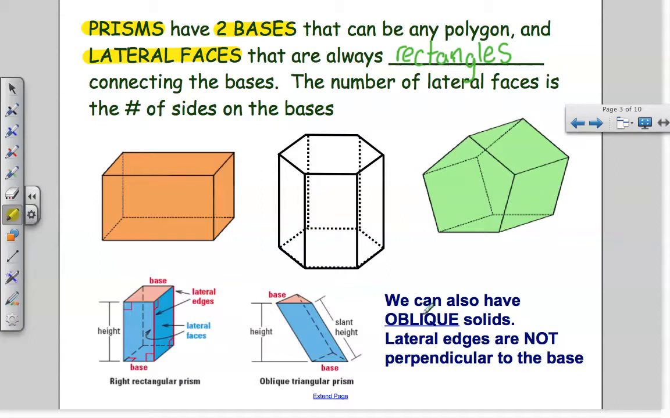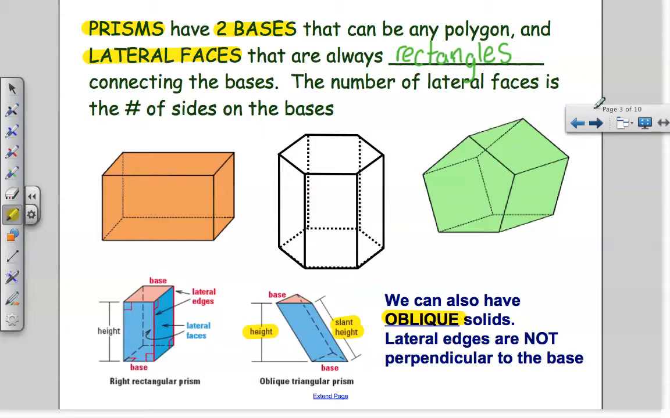Another little term that you should be familiar with is that you may have oblique solids today. This is when the lateral edges are not perpendicular to the base. This is an oblique triangular prism because it is sort of slanted. We can talk about slant height versus actual height, which goes at a vertical or perpendicular. So oblique solids do not go perpendicular to the base. When we talk about actual height, that is at a perpendicular. Slant height would be at the sort of diagonal. This would be your right or regular rectangular prism, but if it had been tilted, it would be oblique.